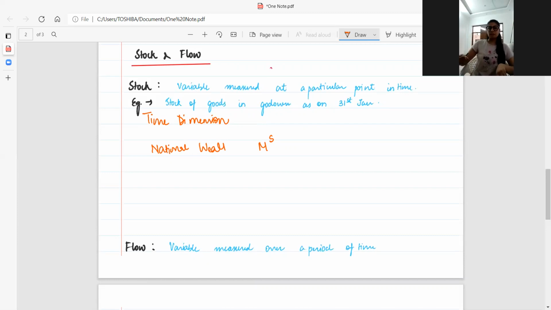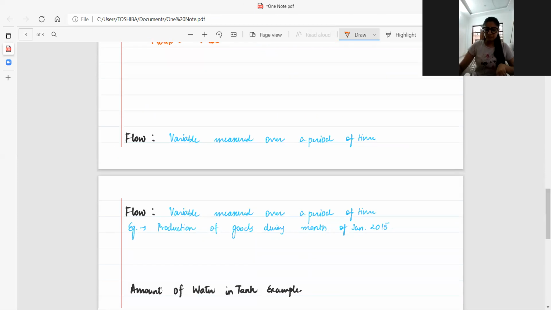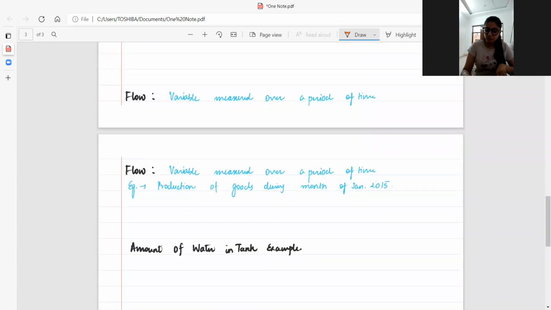Someone asks you what is this, and you tell them a specific figure, that is a stock variable. On the other hand, we have a flow variable which is measured over a period of time. That is if I say production of goods in the month of January, in the entire month, it's a flow variable over a period of time. What has happened? This is a flow variable.